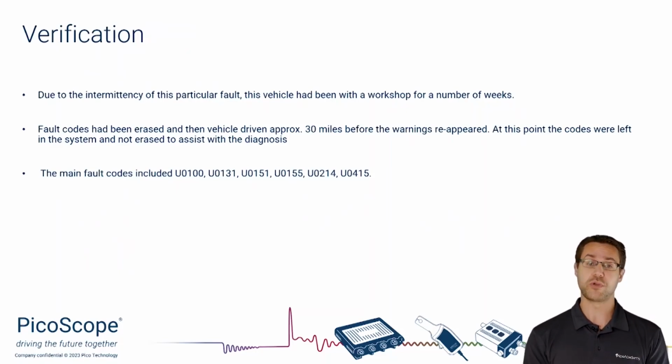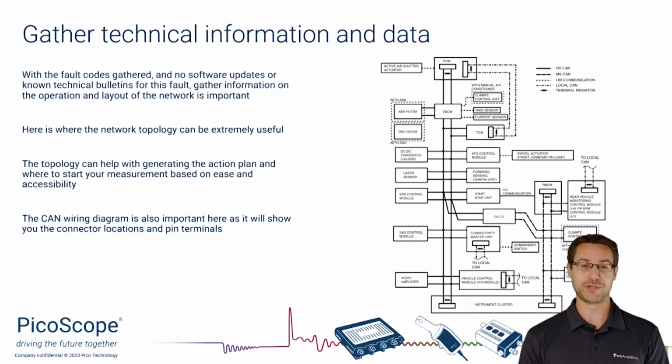Also from the workshop, we found out that they'd replaced a number of ECUs and it still hadn't fixed the issue. So the next step of our diagnostic process is to verify the fault. Intermittent faults are by far the worst that you can possibly encounter, because you can guarantee that as soon as that vehicle arrives in your bay, it's not going to act up.